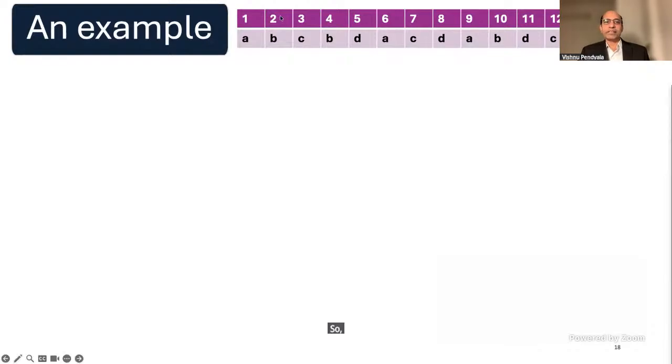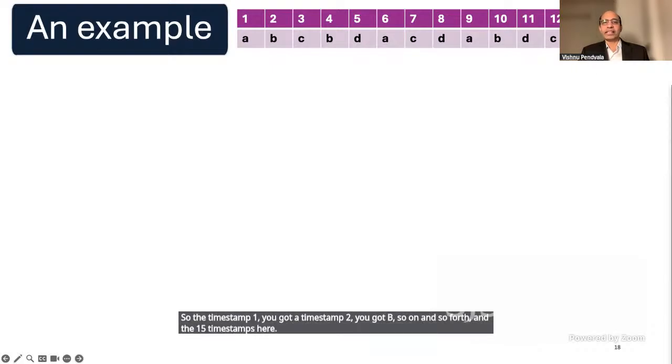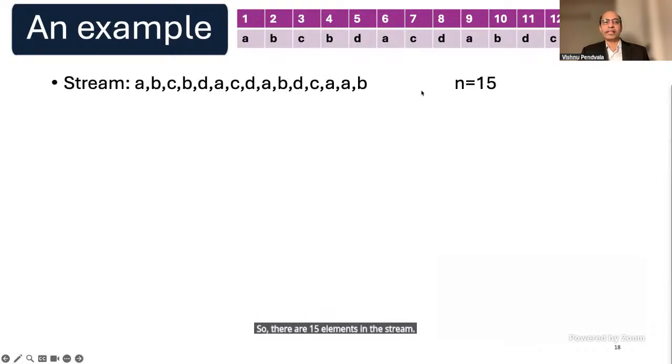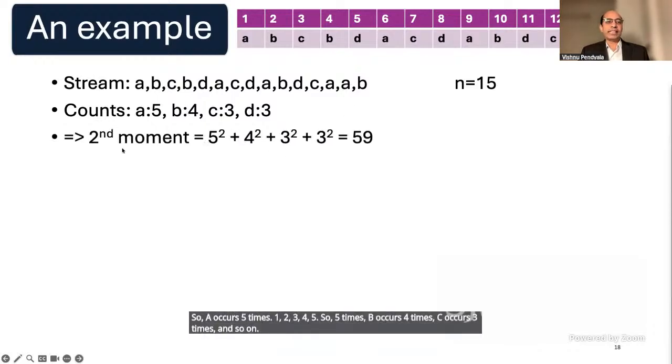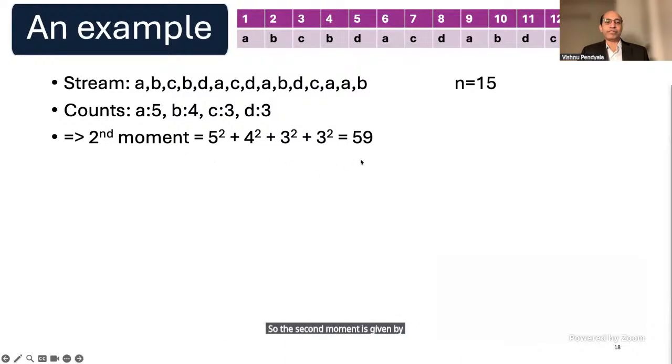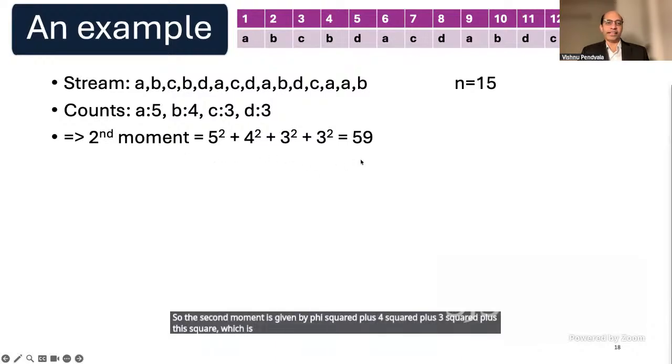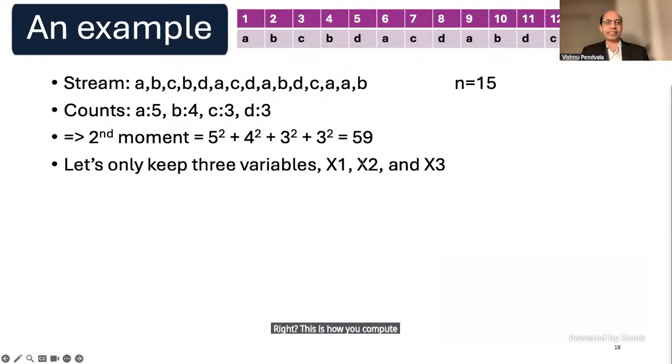So here's an example. This is the stream. At timestamp 1 you got A, timestamp 2 you got B, and so on, and there are 15 timestamps here. So there are 15 elements in the stream. A occurs 5 times: 1, 2, 3, 4, 5. B occurs 4 times. C occurs 3 times, and so on. So the second moment is given by 5 square plus 4 square plus 3 square plus this square, which is 59. This is how you compute the moments.